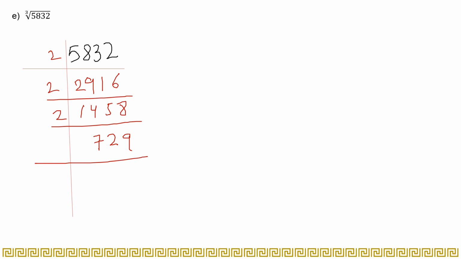Now see, 729 is not divisible by 2. We will start from 3, whether it's divisible by 3 or not. We will try it. 3 2s are 6, 3 4s are 12. Yes, it is divisible by 3. 3 3s are 9. Again, we will try with 3. 3 8s are 24, and 3 1s are 3.